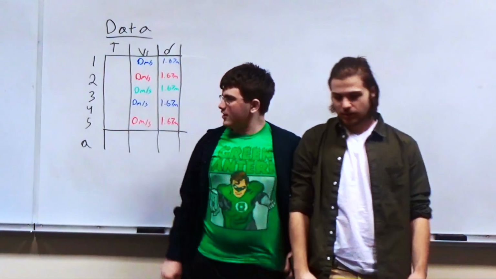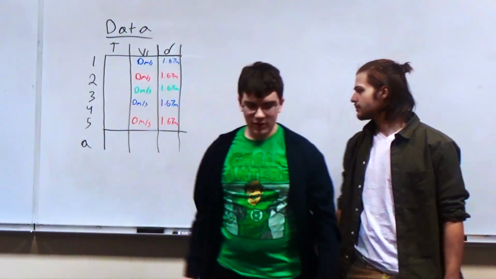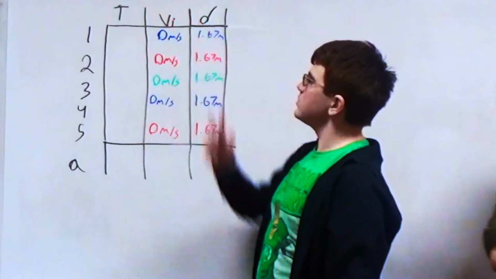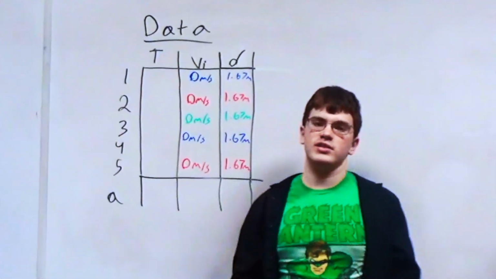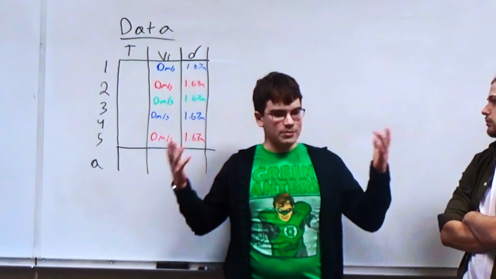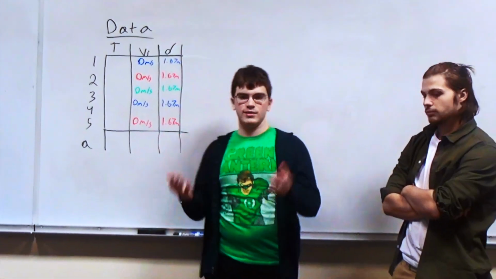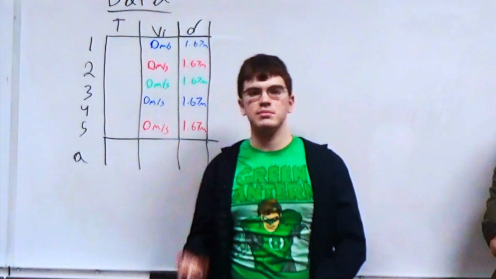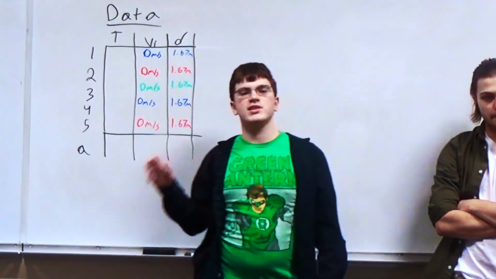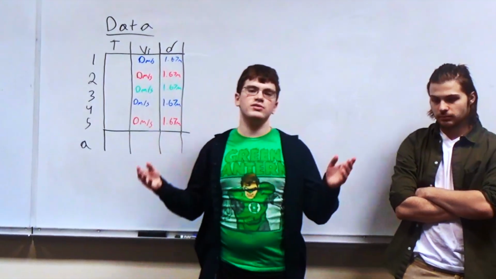Okay. So here's our data table. We have time, initial velocity, and distance the ball went. The initial velocity will be the same each time since we're dropping it, which means the initial velocity was 0 meters per second. We also knew the distance would be constant because we were going to drop it from the same height each time. And we measured this height to be 1.67 meters.